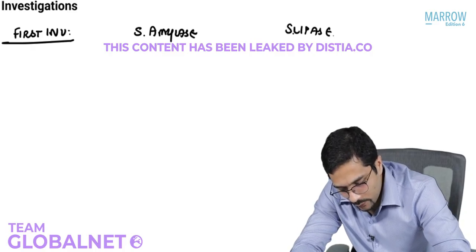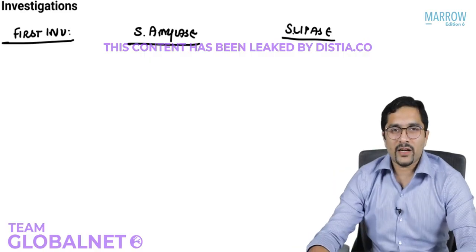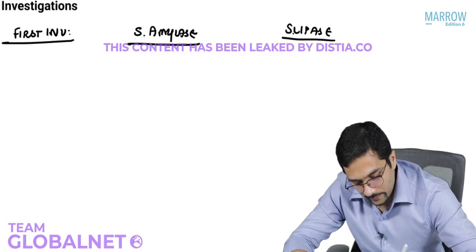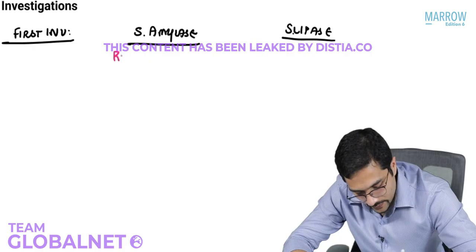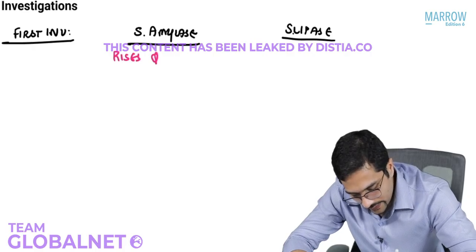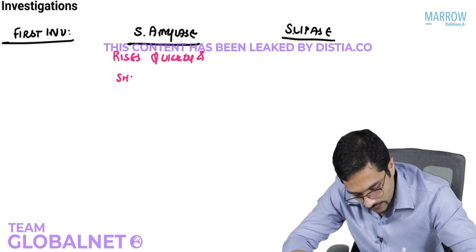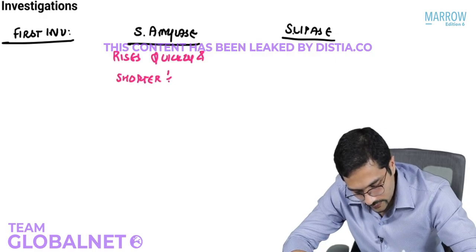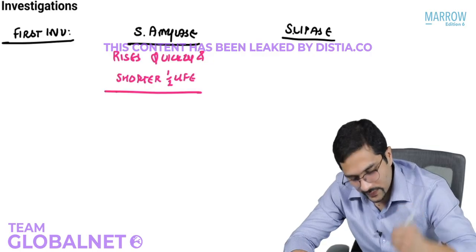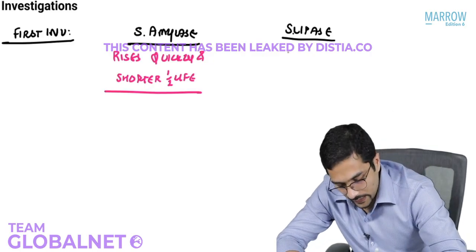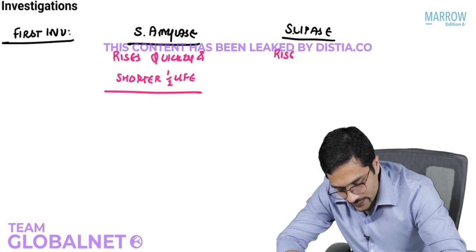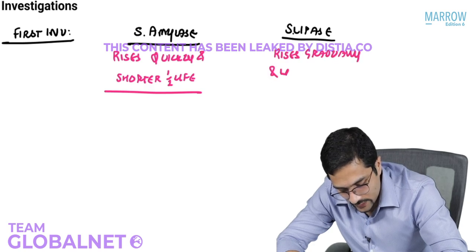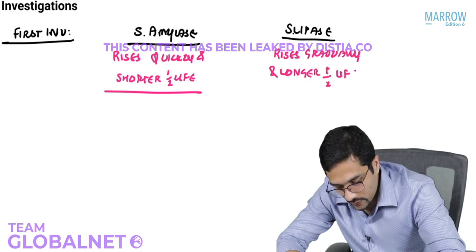Of course, you will take blood for both of them together. Now, amylase rises quickly and has a shorter half-life, so it settles down as well. Whereas serum lipase rises gradually, and it has a longer half-life, so it persists for a longer duration.